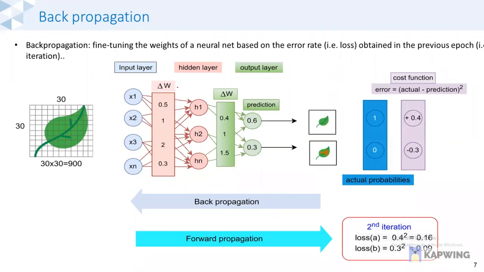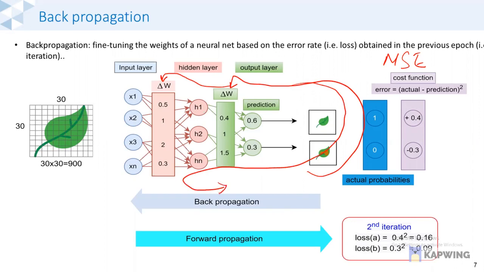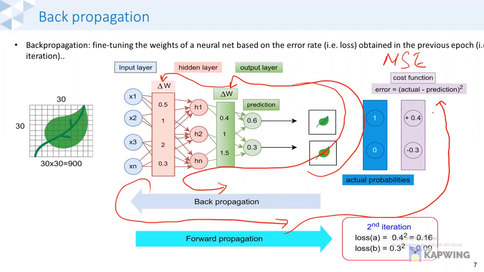So after that, based on our cost function, which is mean square error, we adjust the weights in the backward direction, and this process is known as back propagation, or the fine-tuning of the weights of the neural network in the backward direction based on the cost function. After applying the back propagation, we again apply the forward propagation, and then we calculate the cost function.